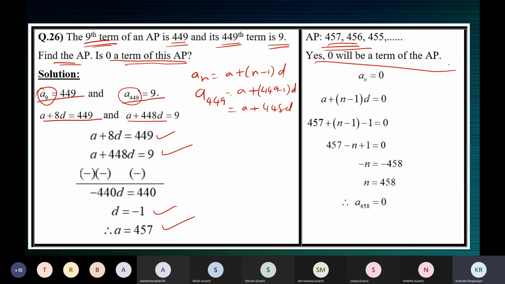But how do we work it out? So An is 0, some nth term is 0. So A plus n minus 1 into D is 0. When you work this, you'll find n. So the 458th term is 0. Work it, children.